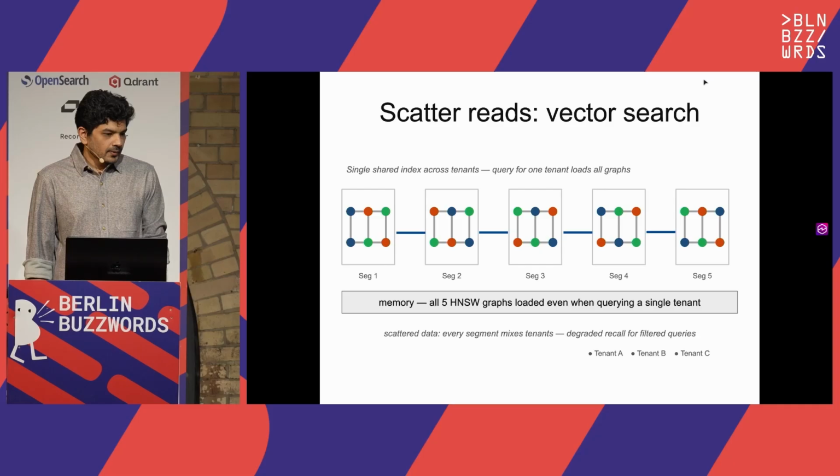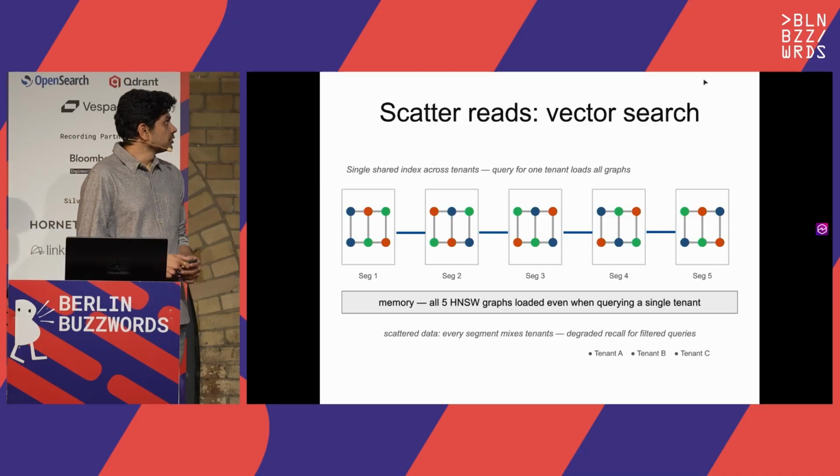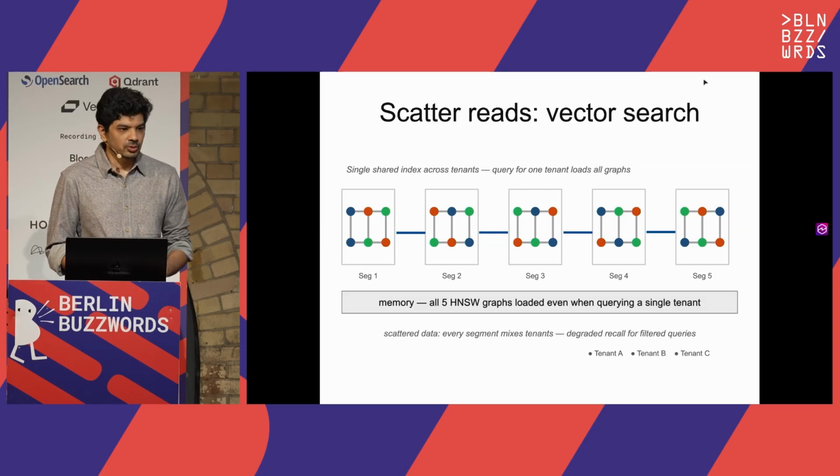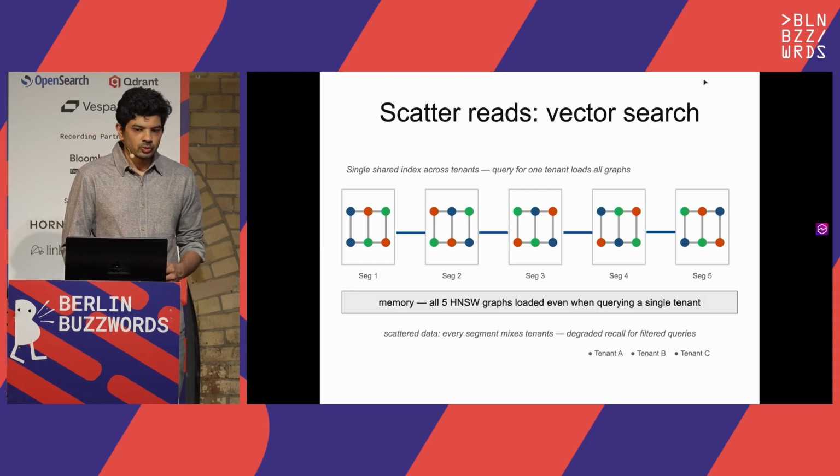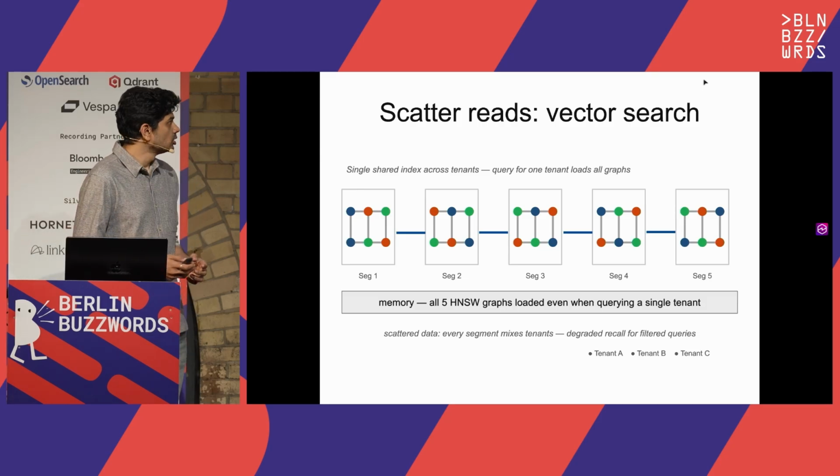I also want to dive into another use case just to highlight the problem in a different way. Vector search in general is a very memory hungry scenario.